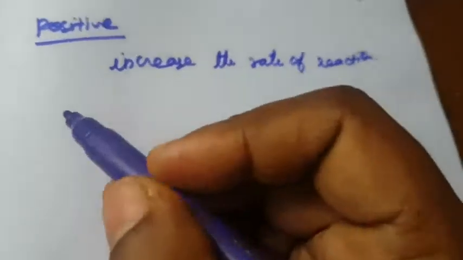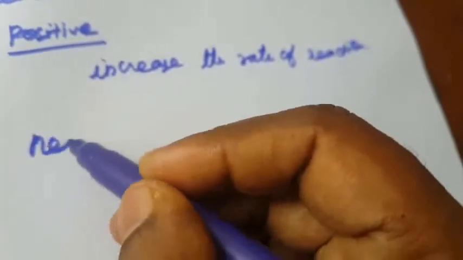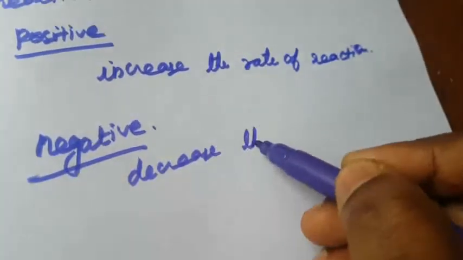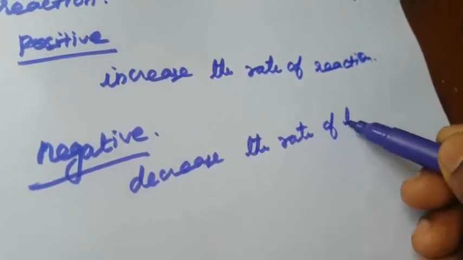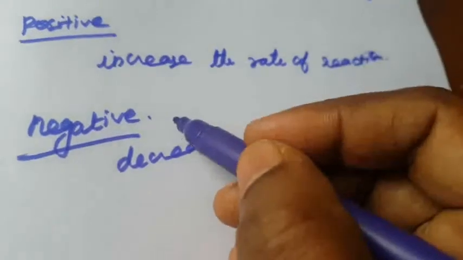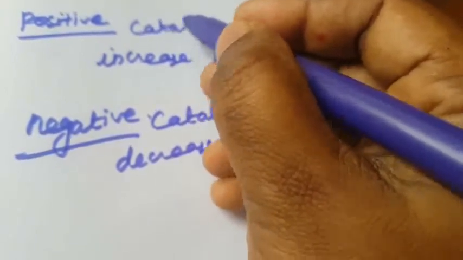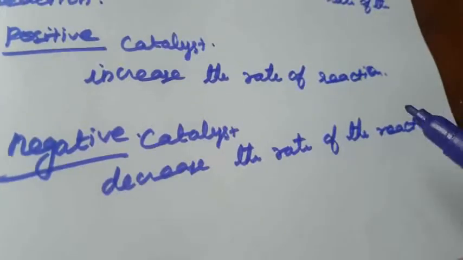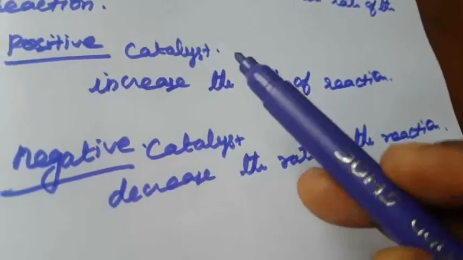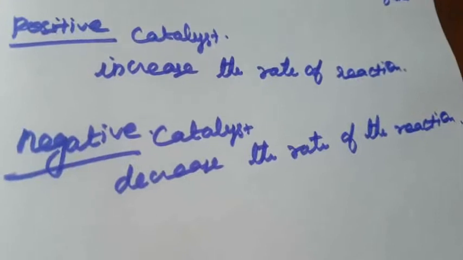What is meant by negative catalyst? Those which decrease the rate of the reaction are called negative catalysts. To recap, the catalyst which increases the rate of the reaction when you add it is called a positive catalyst. What is meant by negative catalyst? The one that decreases the rate of the reaction is called a negative catalyst.